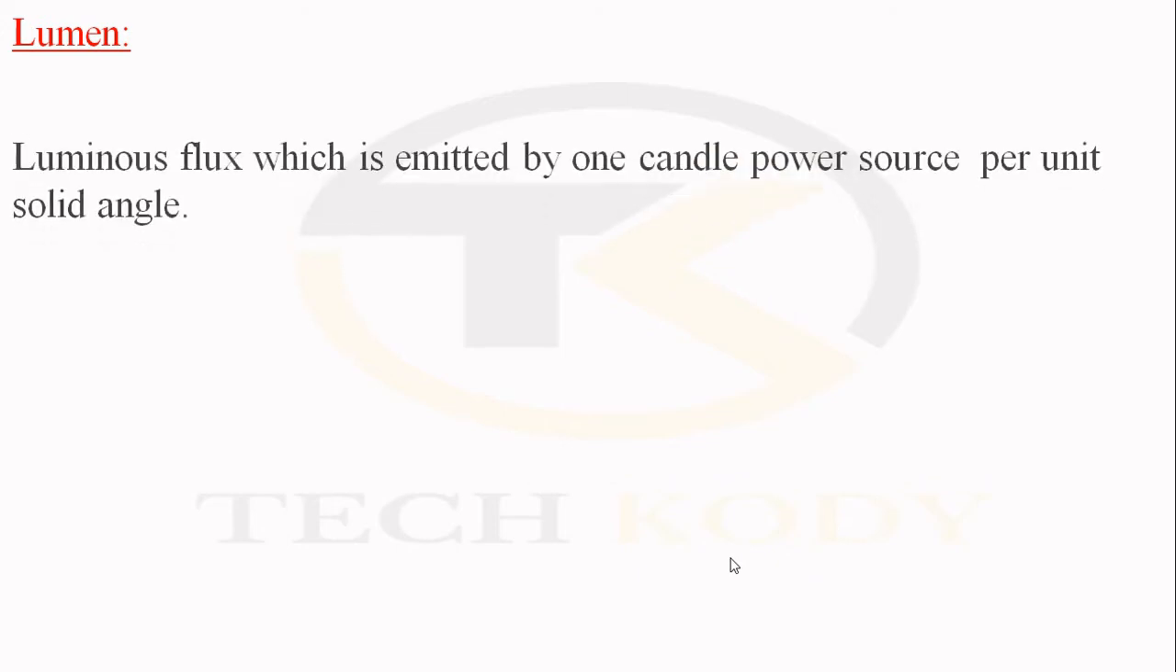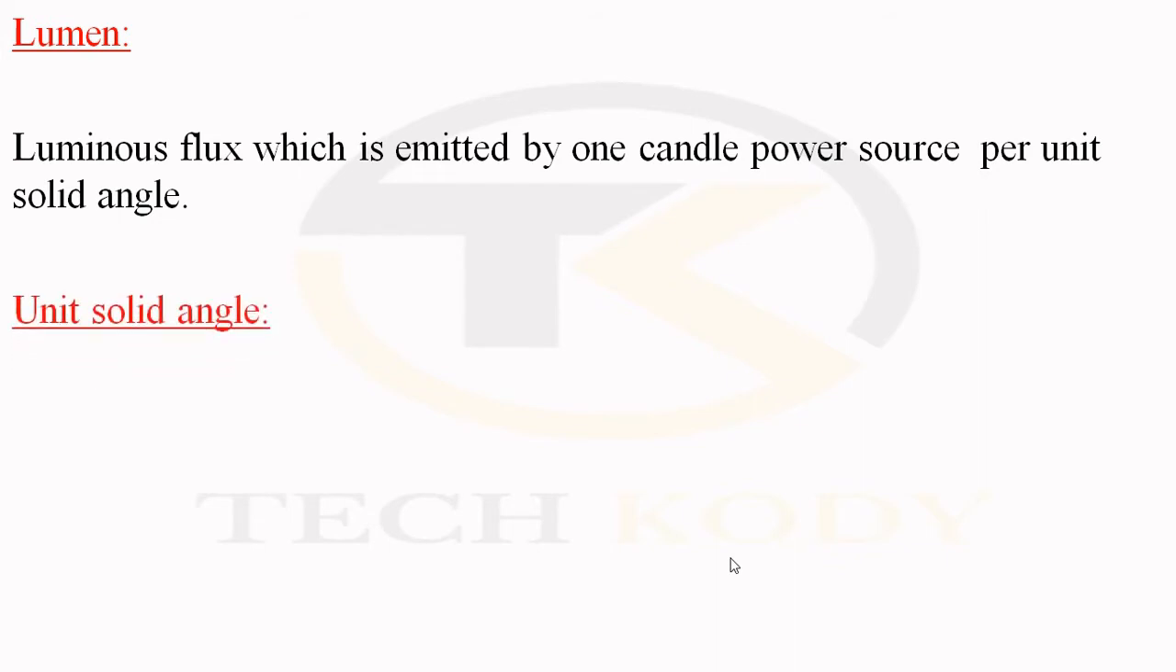The next one is lumen. What is lumen? Lumen is a unit of luminous flux. It is defined as the luminous flux emitted by a one candle power source per unit solid angle, which is called lumen.